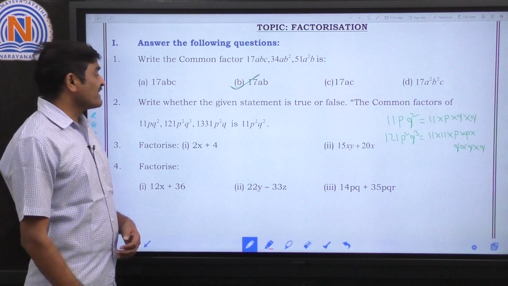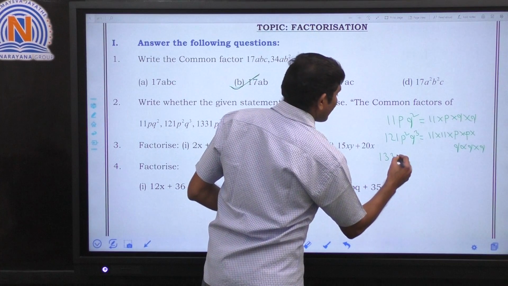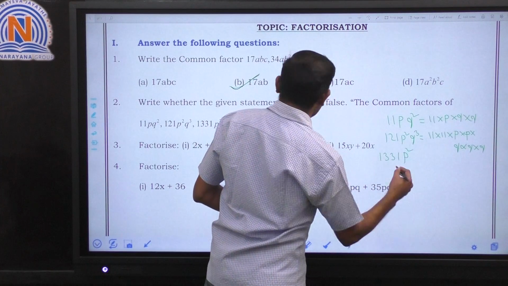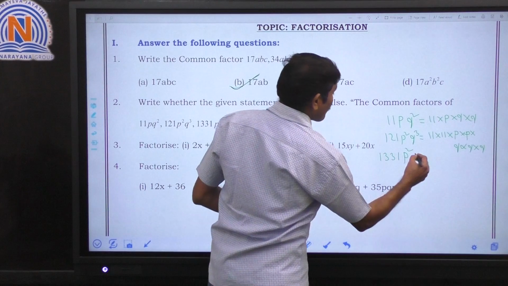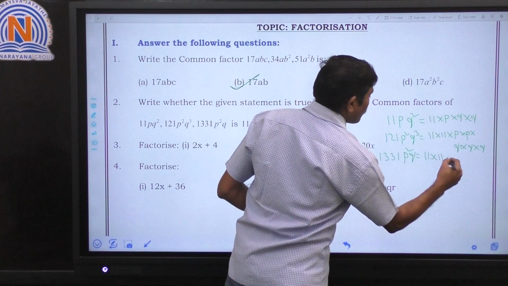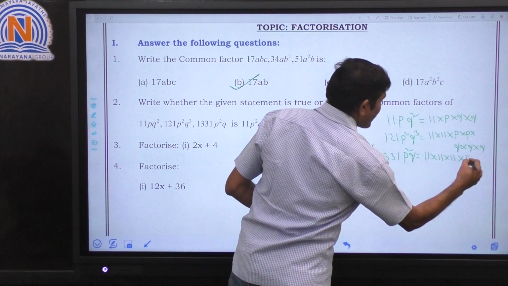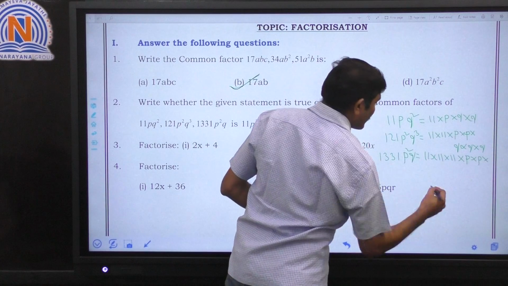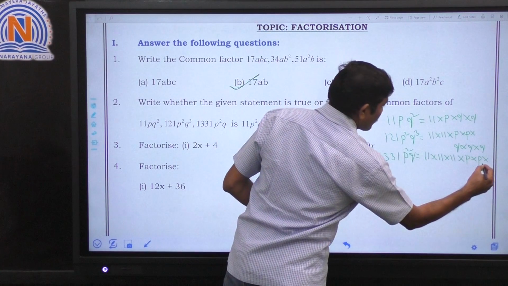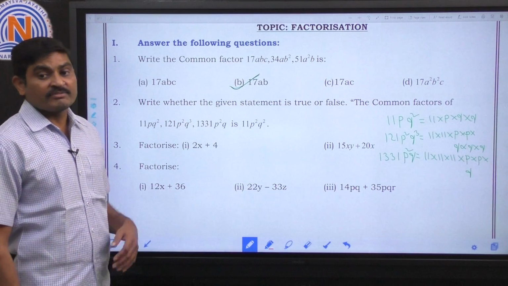Next, 1331p square q. 1331 is 11 into 11 into 11, p square is p into p, and q is also there, one more factor. This is the factorization of the terms.